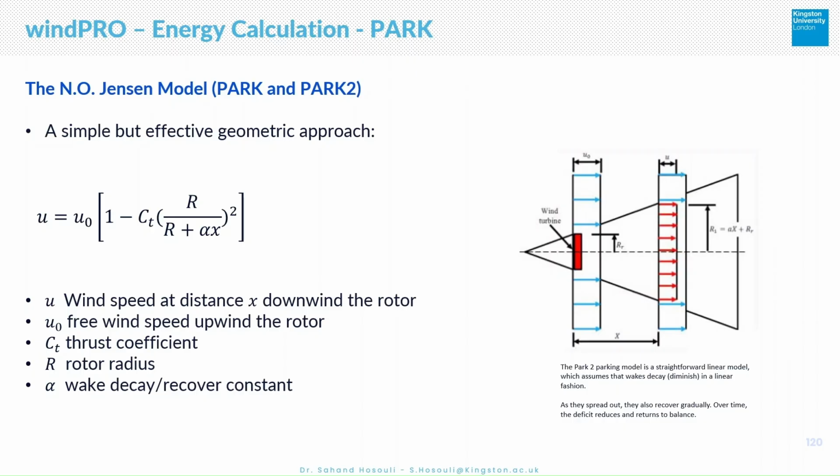As they spread out, they also recover gradually, and over time the deficit reduces and returns to balance. So in terms of the wind speed, as I said, energy from the wind will be received by the first wind turbine, and the following wind turbines will receive a reduced amount of this energy if they are very close to the first wind turbine. It can be described by this model, and windPRO is also using this Park 2 model.